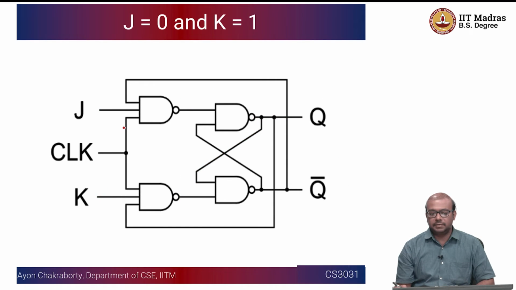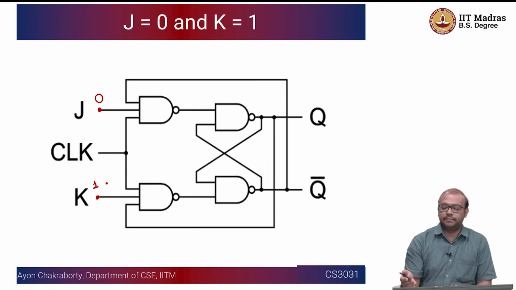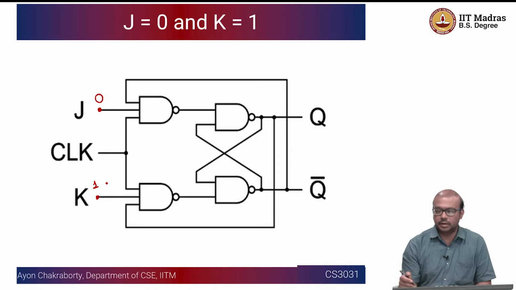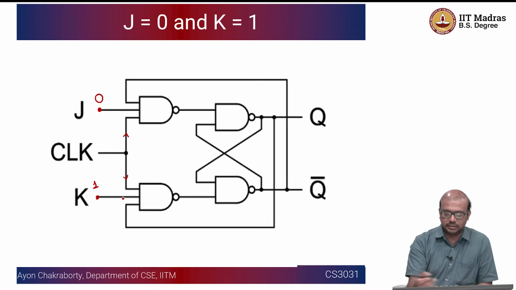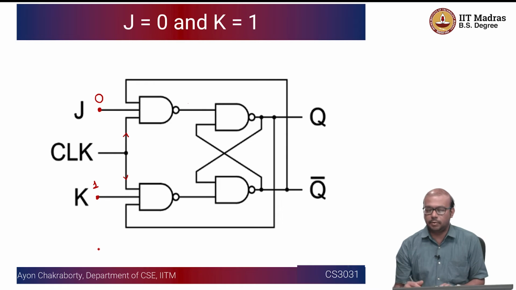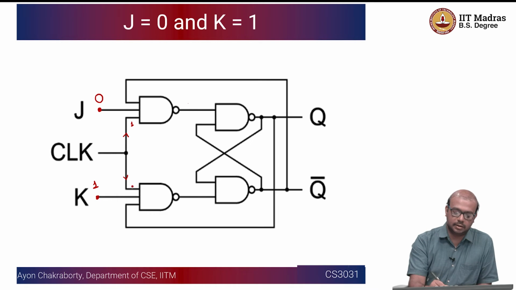For example, we can have a situation where J is equal to 0 and K is equal to 1. Similarly, we can have these two cases. Q can be either 0 or 1, or you can just work with the value of Q. Clock, we are assuming, is coming and enabled. If the clock is 0, definitely this is going to be 1, so that is a memory hold state. So I'm not looking into clock equal to 0. Clock we are assuming here is 1.